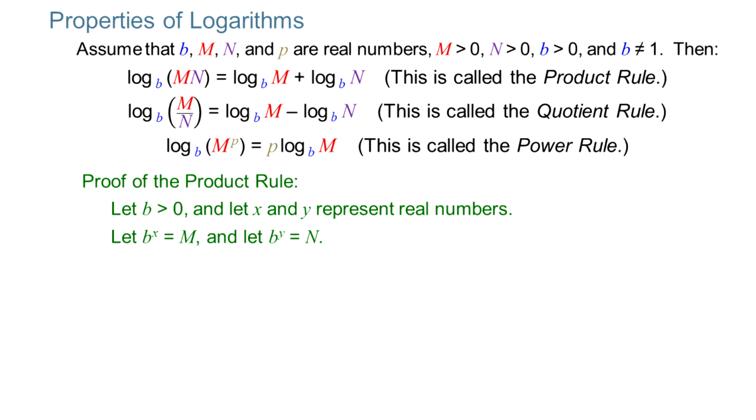To see why the first rule at the top of the page is a valid rule, I'll start by letting x and y represent real numbers, and b will represent a positive real number. I can define m and n so that b to the power of x is equal to m, and b to the power of y is equal to n. Since I cannot raise b to a power and get a number that is less than or equal to 0, this tells me that both m and n will be greater than 0. I can also change the statements that I wrote in exponential form into logarithmic form, as you see here.